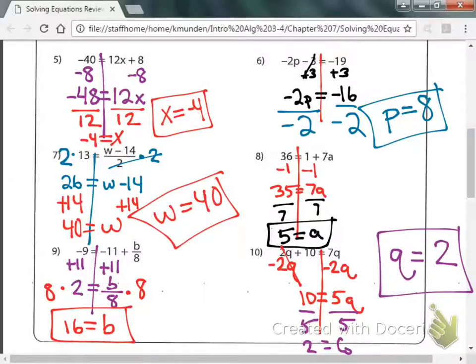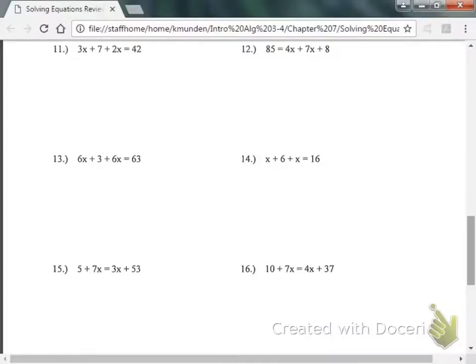Alright, I'll give you a second to catch up on the front. Number 11 on the back. Remember, number 10, the variables were on both sides, so we had to use inverse operations to get them together. Here, the variables are on the same side. So what's 3x plus 2x? 5x. When they're on the same side, you can just combine like terms right away. Alright, what next? Subtract the 7.